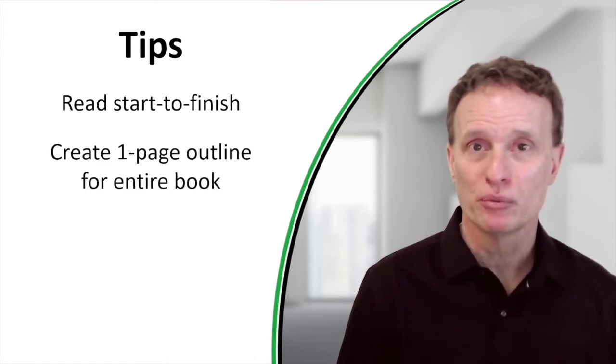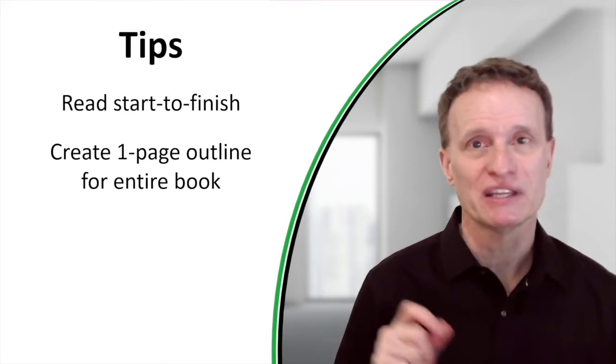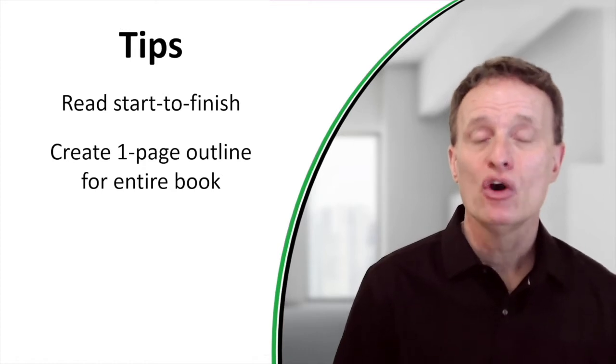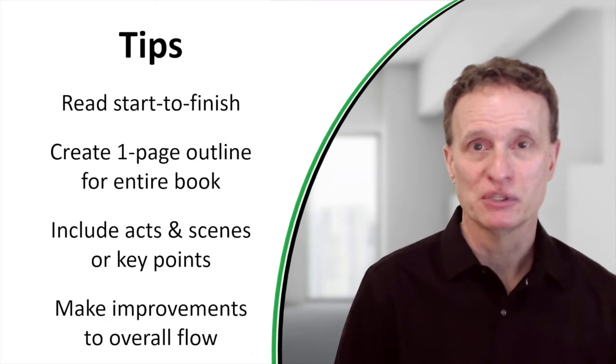First of all, read the book start to finish. So don't edit as you go along. What you should do is you should create an outline. So as you're reading through the book, just take notes. Write down what the scene is, write down what the act is, write down what's happening within the book. And then once you've created that outline, then you can go back and make improvements to the flow.